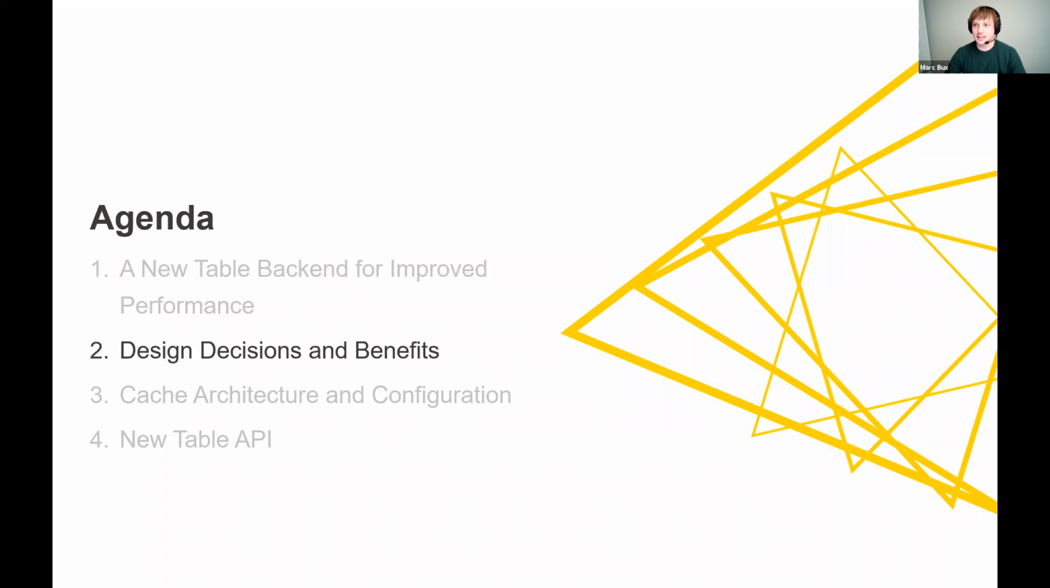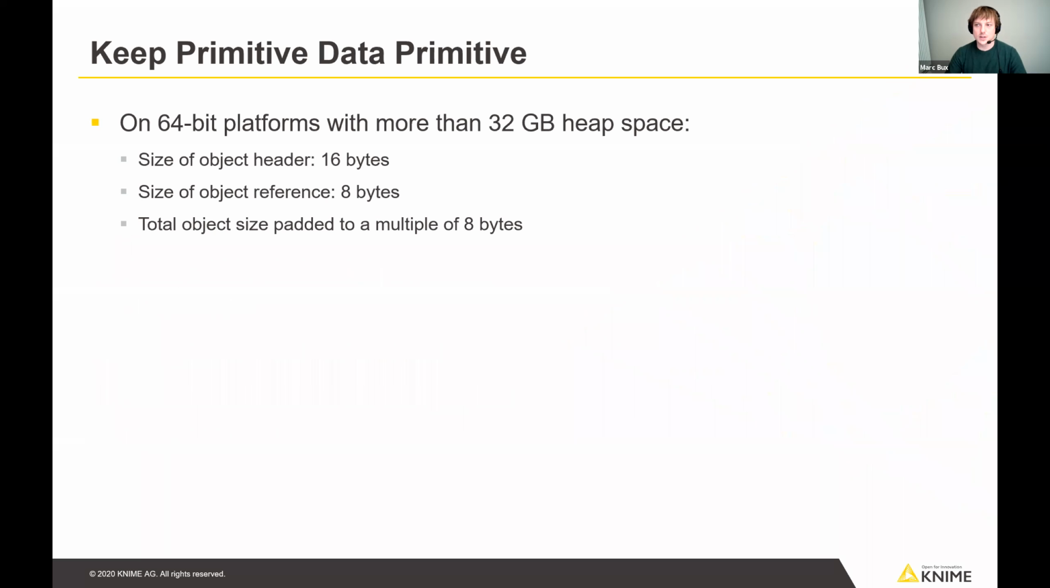So let's go forward and talk about our design decisions. And now we're really getting to the details of this table backend. So one of the main motivations for doing this, or one of the main things that we wanted to do, is we wanted to keep primitive data primitive. So what does this mean?